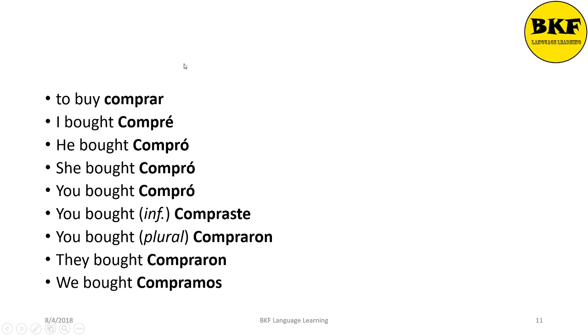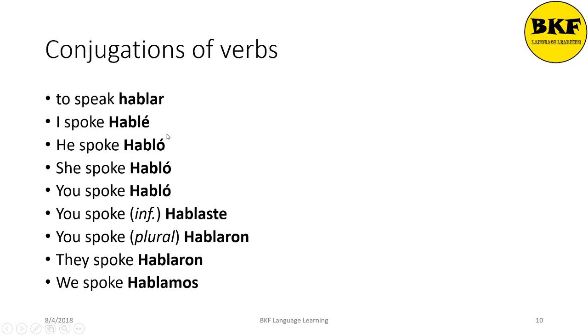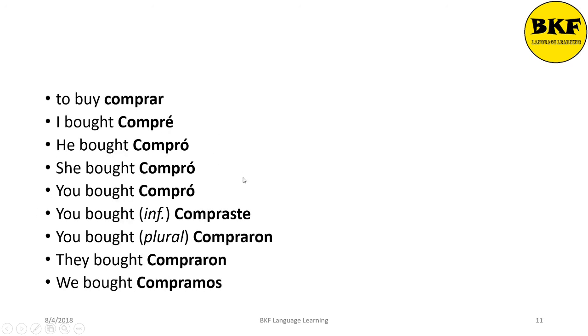Okay, now let's take another verb, to buy, which means comprar. If I want to say I bought, it will be compré. He bought is compró. She bought, compró, you bought, compró. Again, as we see in this particular verb, the forms for he, she and you are the same. A similar thing happens for the other verbs as well. So if we take comprar, for he, she and you, it is going to be compró only. Now if I want to say you bought in an informal way, I'm going to say compraste. You bought for plural, I'm going to say compraron. They bought, again compraron, and we bought is compramos.